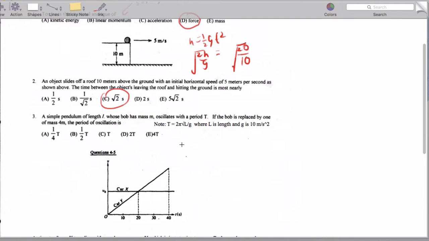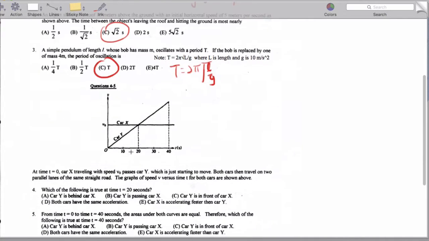Now here, T is 2 pi square root of L over g. And now what we're going to do is replace the bob with a new mass. Since mass doesn't actually affect the period, the answer is C. So the period remains unchanged.